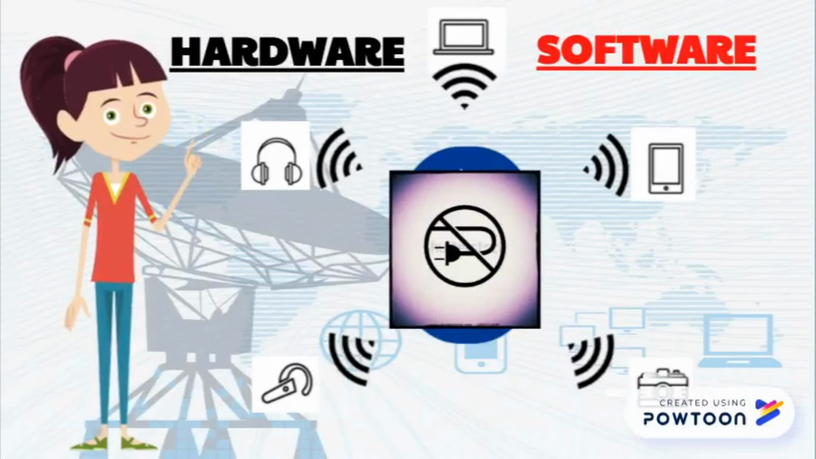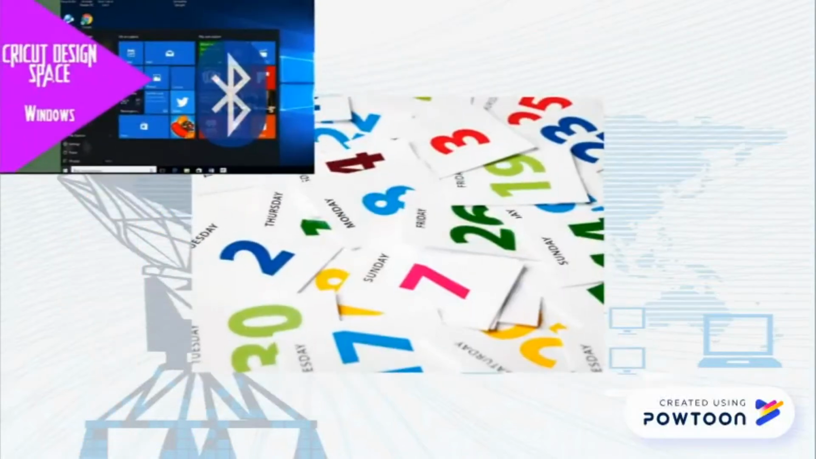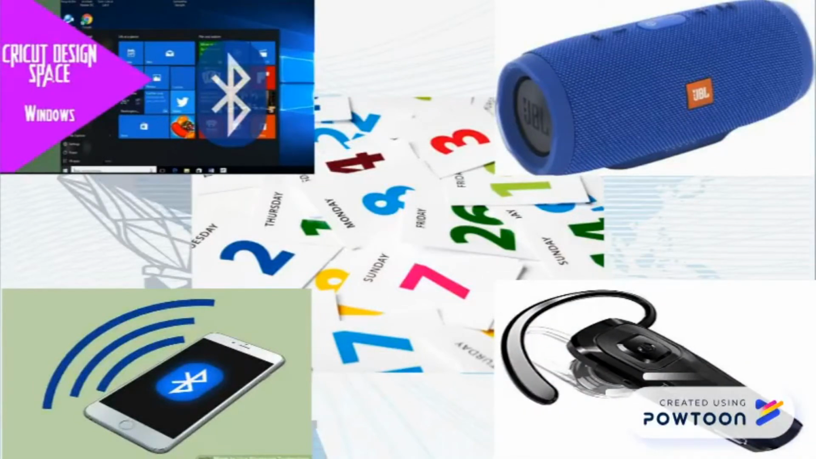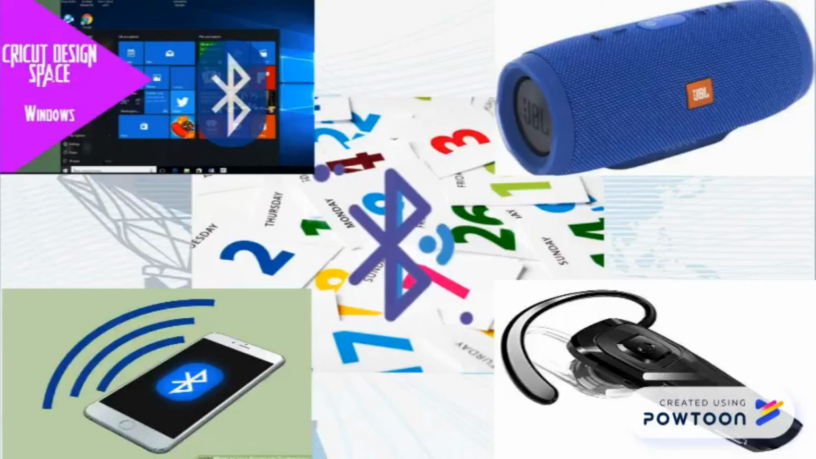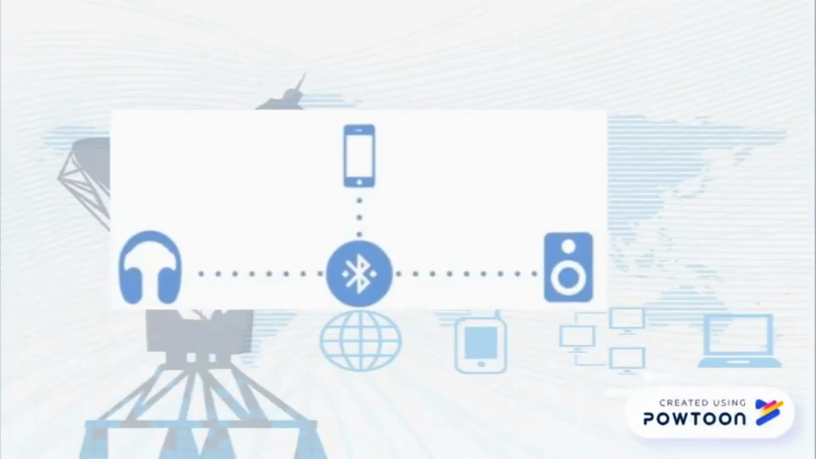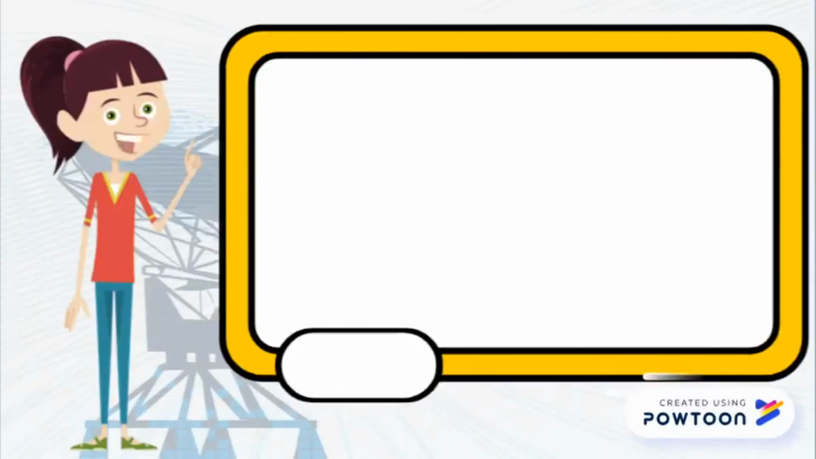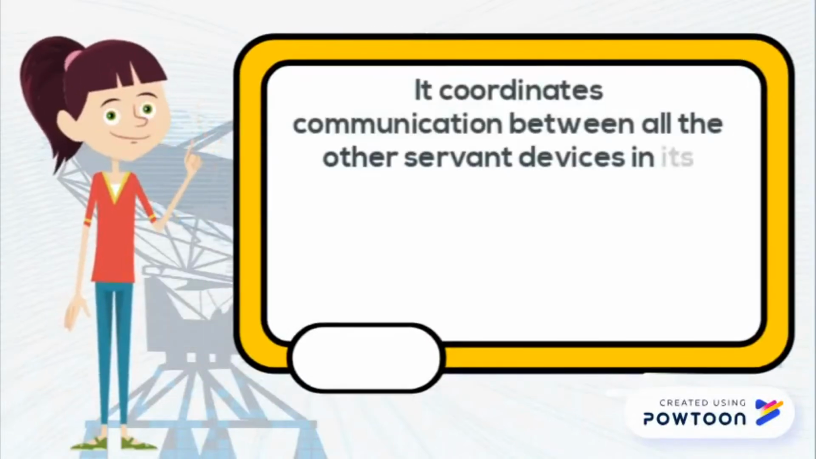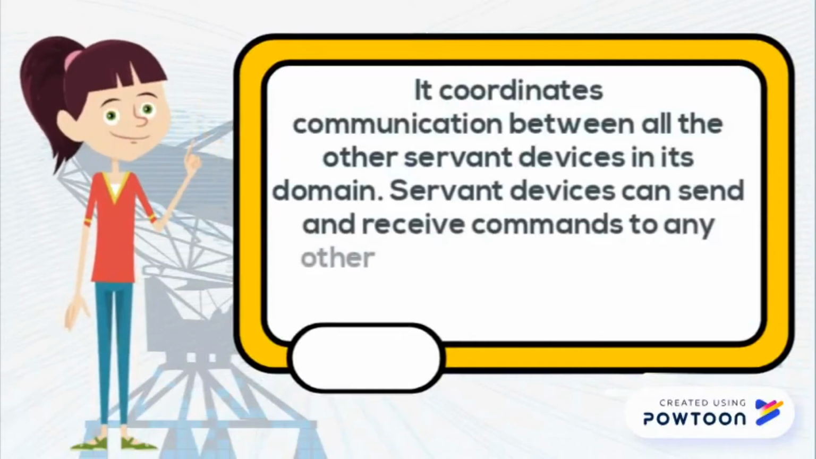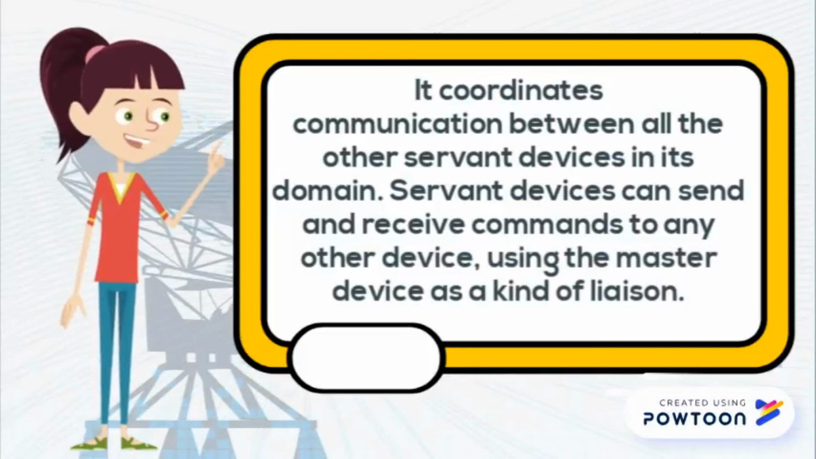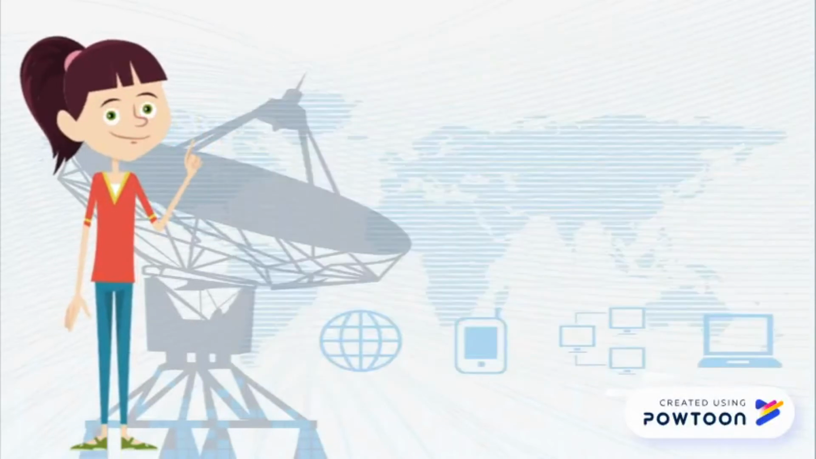No wires needed. These days, computers, speakers, cell phones, earpieces, and other devices from all manufacturers are born with the ability to speak Bluetooth. Once the devices are paired, one is designated as the master. It coordinates communication between all the other servant devices in its domain. Servant devices can send and receive commands to any other device using the master device as a kind of liaison.